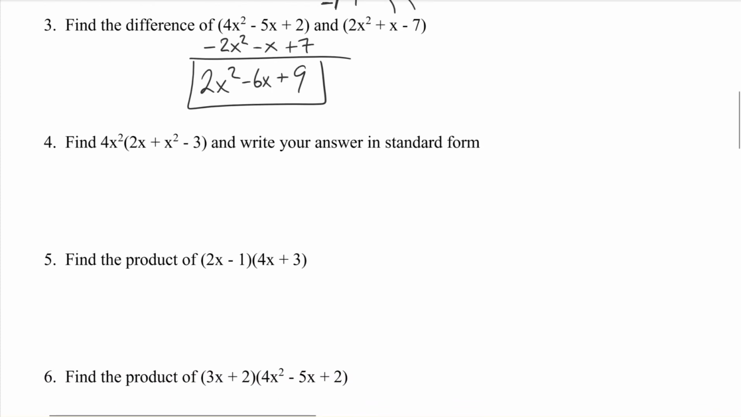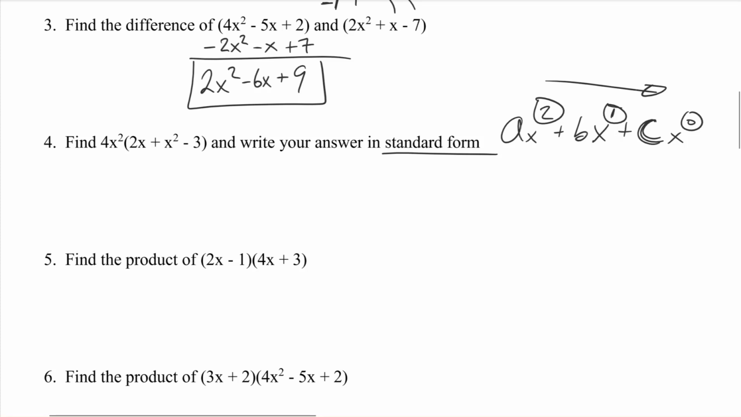4, we're going to need to distribute. And we want this answer in standard form. So what does standard form mean? It means highest exponent to lowest exponent, right? There's an invisible 1 here, and this is actually our constant, which could be x to the 0 power, so 2, 1, 0, or highest to lowest.